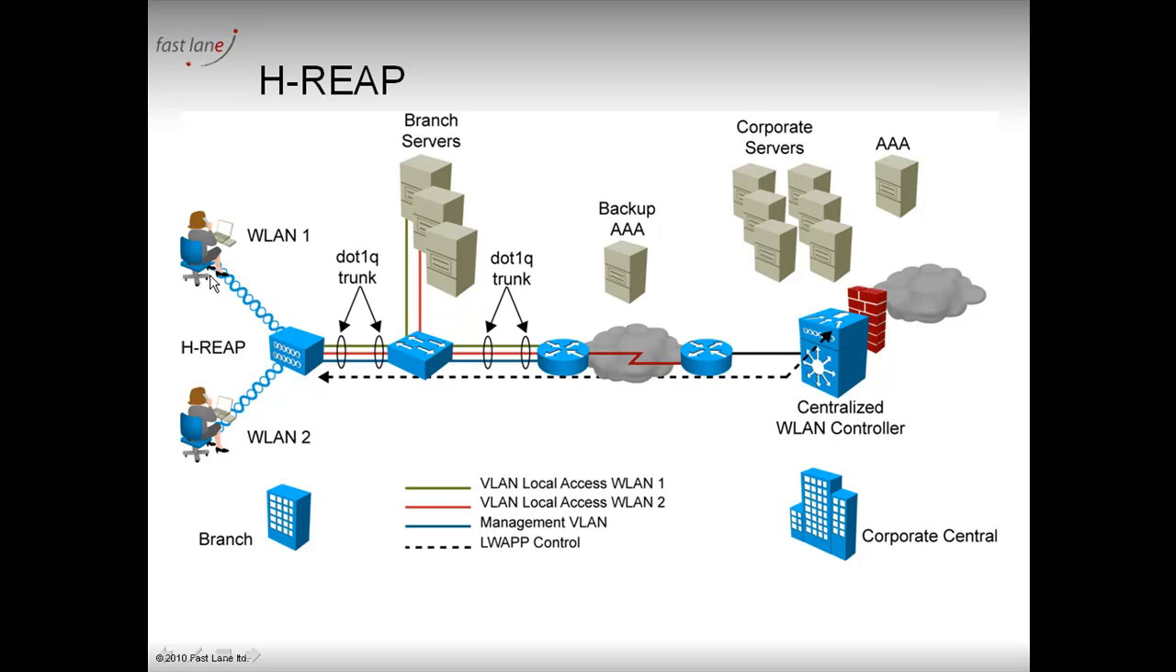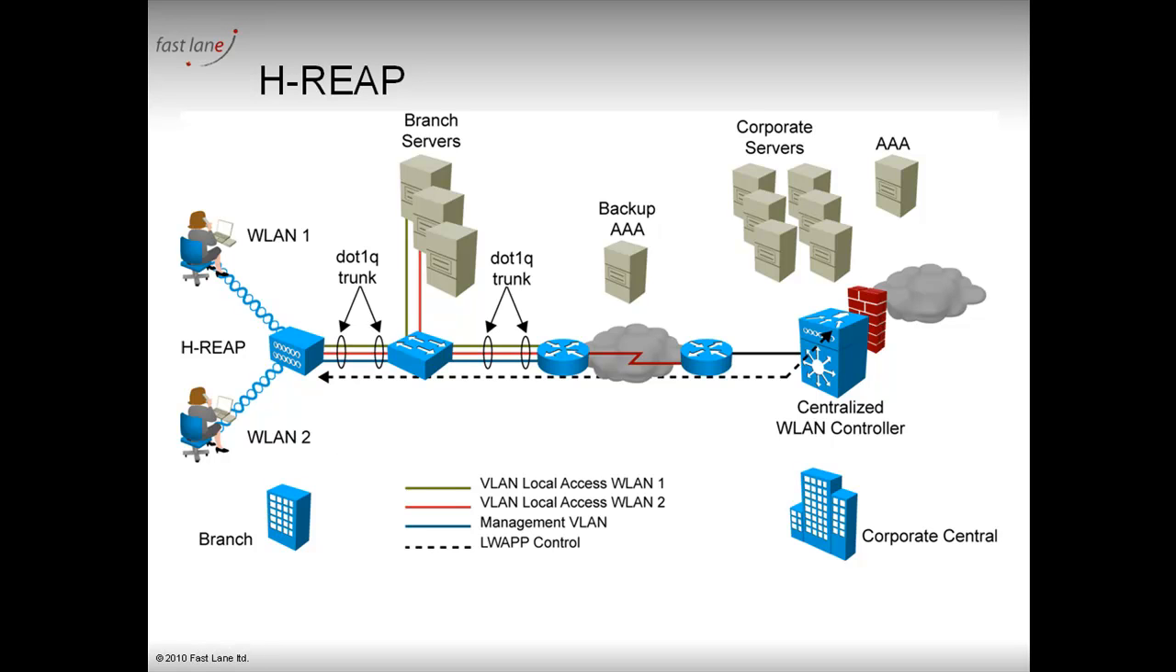In this case, for example, you see those two users. Instead of encapsulating all the traffic it receives from those users and sending it up to the main controller, it can locally dump the traffic on the local switch here in the branch, which is pretty logical. If those users want to use those branch servers or simply access the internet, it makes no logical sense to encapsulate their traffic, send it up to the controller before sending it back to the internet or maybe back to the branch itself. So locally switching is one big advantage of the HREAP.